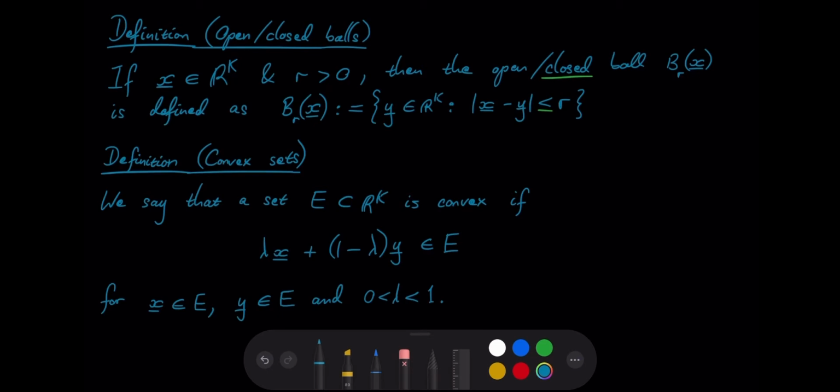The way we can mathematically express that is to say, if we have any two points x and y in E, and any scalar or real number lambda between 0 and 1, we'll find that lambda x plus (1 minus lambda) times y is in E itself.